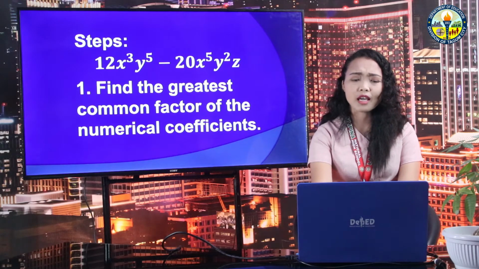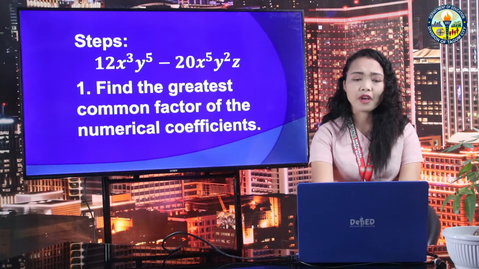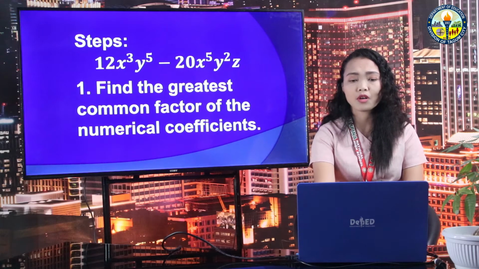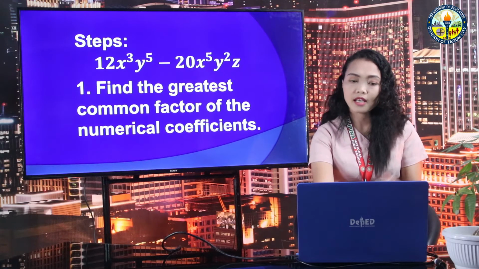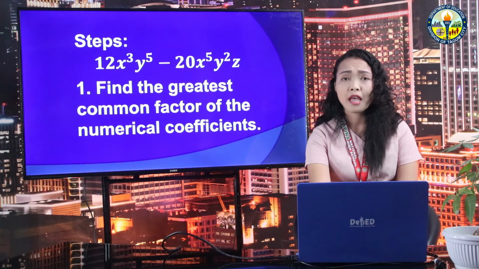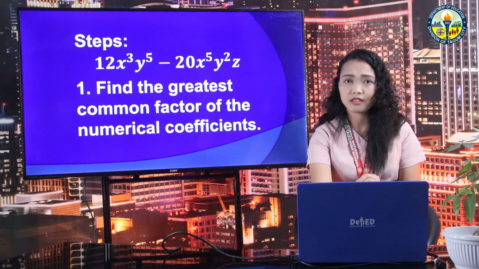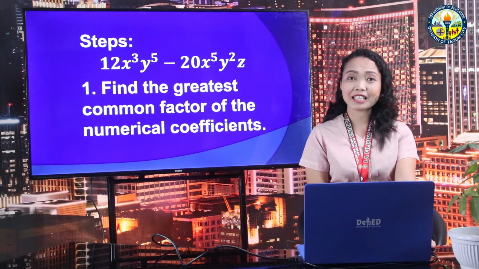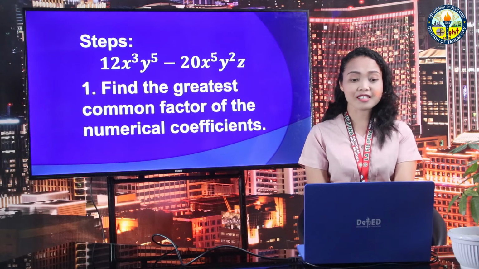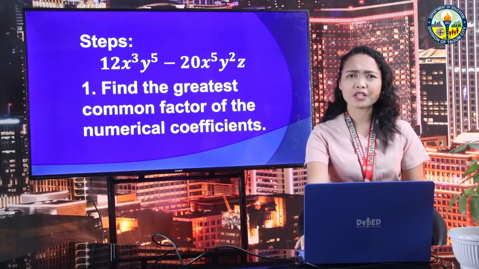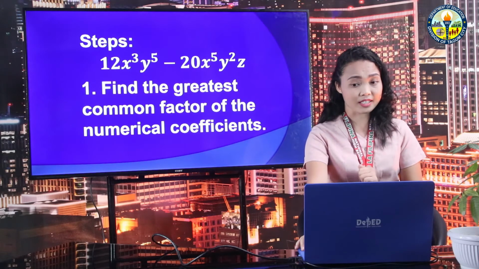As you have noticed, we have here 12x cubed y to the 5th power minus 20x to the 5th power y squared z. It says in the first step that you're going to find the GCF of the numerical coefficients. Now, what is numerical coefficient? When we speak of numerical coefficients, these are numbers written before the literal coefficient or the variable. So in this example, we have 12 and 20. But how are we going to find the GCF of 12 and 20?